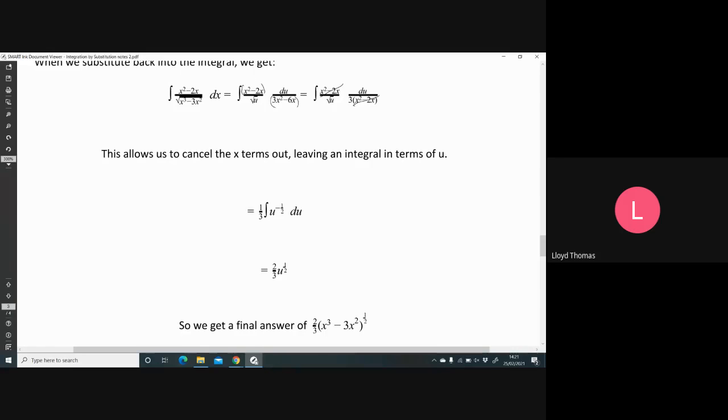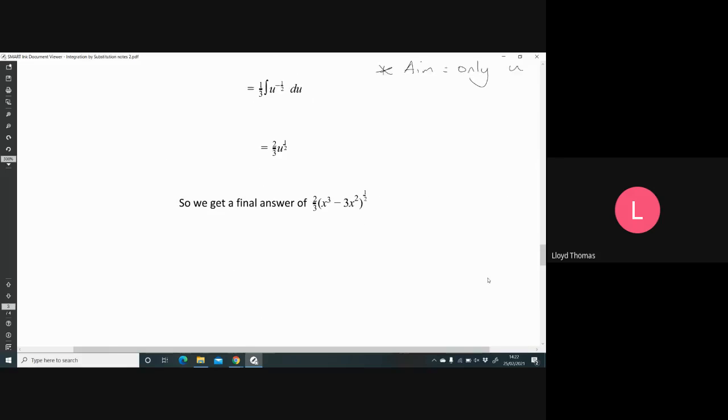Now you'll notice if you've done your substitution wrong, I guess, because nothing will cancel out or not enough will cancel out. You'll be left with an x term still in there. The aim is to have only u. We don't want x's. Okay, so next question.